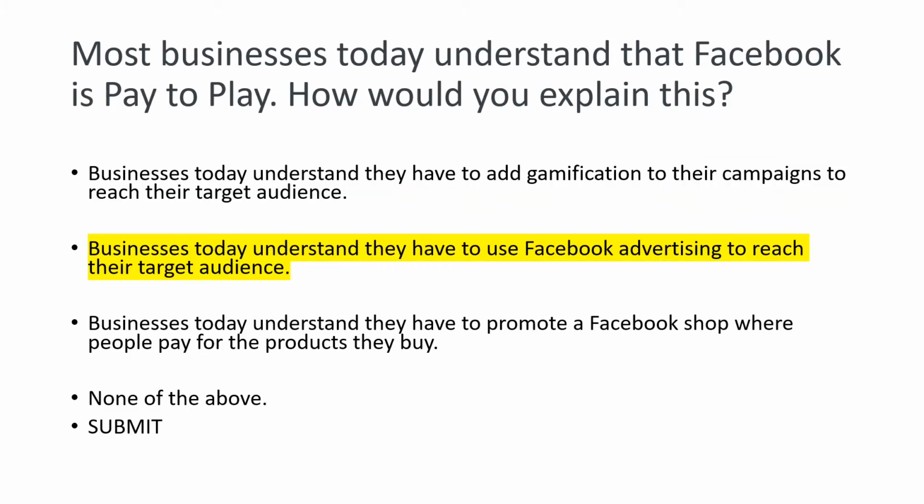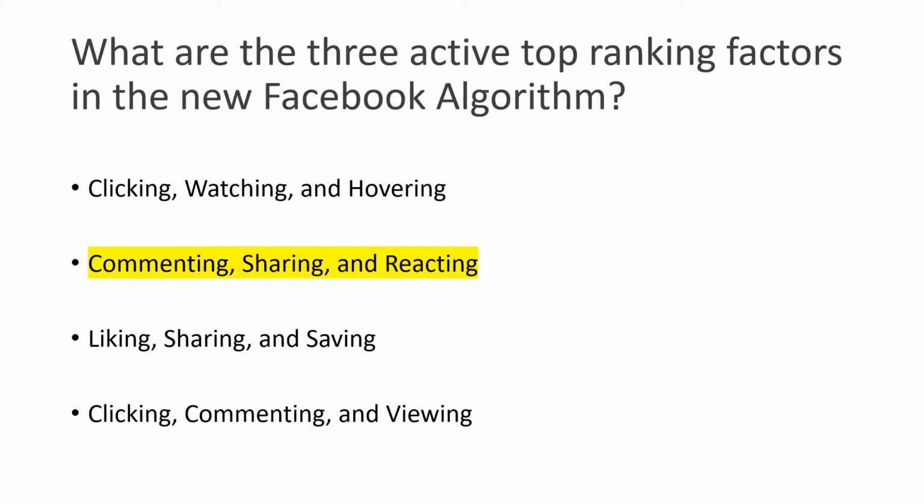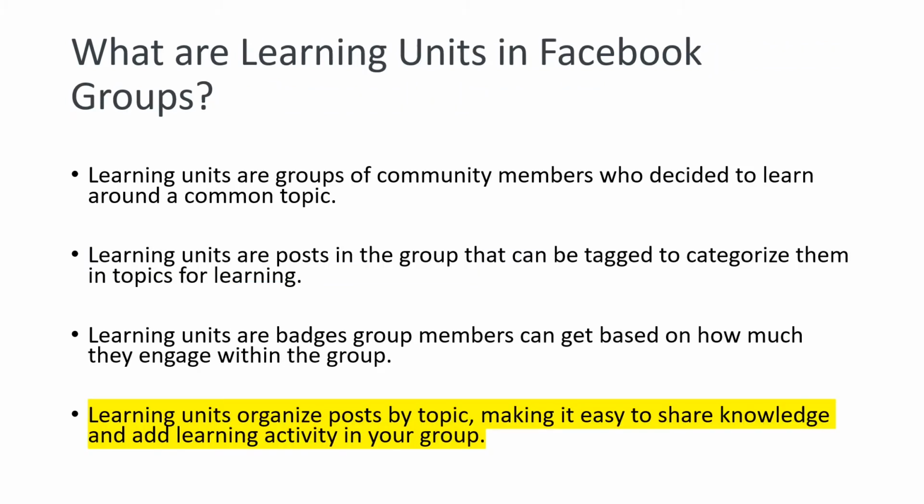39. Most businesses today understand that Facebook is pay to play. How would you explain this? Businesses today understand they have to use Facebook advertising to reach their target audience. 40. What are the 3 active top-ranking factors in the new Facebook algorithm? Commenting, sharing, and reacting.